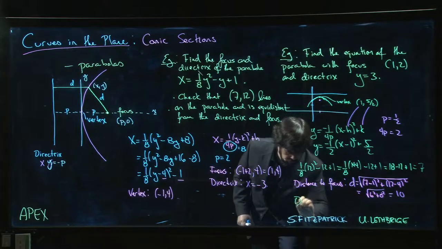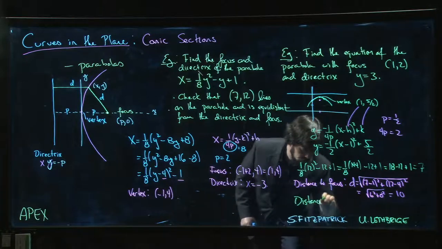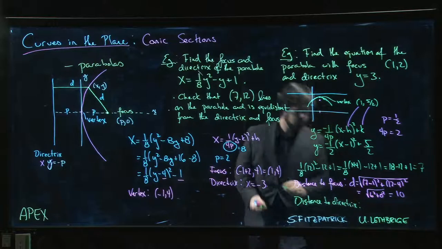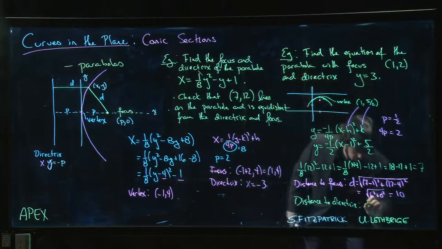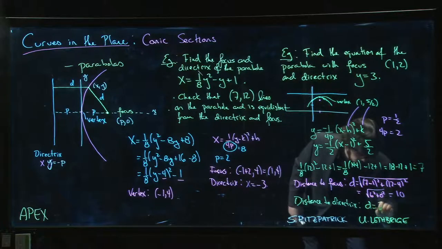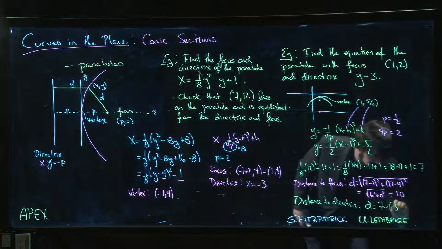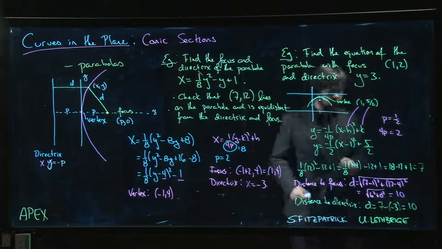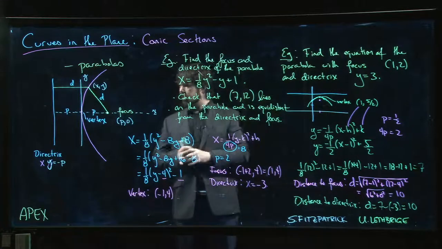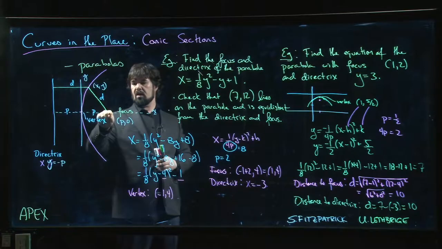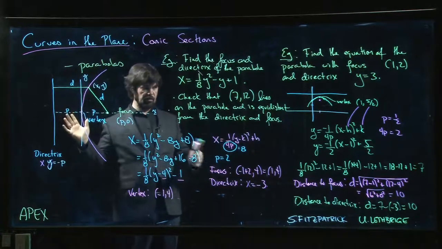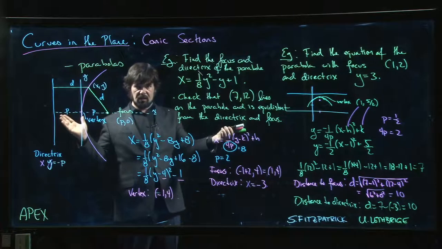Distance to the directrix. That's the easier one. It's just the difference between the x-coordinates. 7 subtract minus 3. 7 plus 3, we get 10. So it works. As expected, the distance between any point and the focus is equal to the distance between that same point and the directrix. Well, at least for this point. Feel free to check a few others.